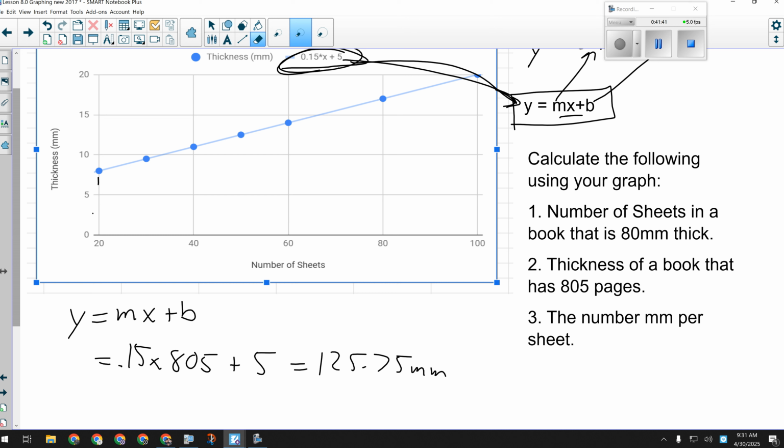Now, question number 3, the number of millimeters per sheet. That's what we started with. Where on this graph do I get the number of millimeters per sheet? Because I don't have to do any calculating here.